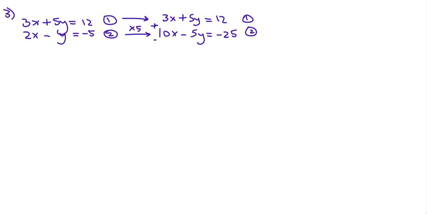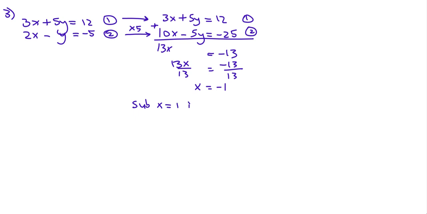So I'm going to put a plus, draw the line, and 3x plus 10x is 13x. Positive 5y and negative 5y, when you add them, you get 0y. So we can eliminate the y's. 12 minus 25 is negative 13. So 13x divided by 13 is negative 13 divided by 13, and x equals negative 1. Okay, and then the rest is the same as before.